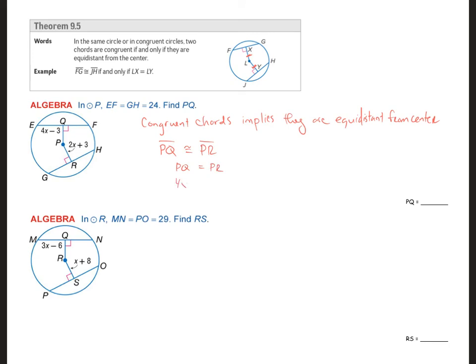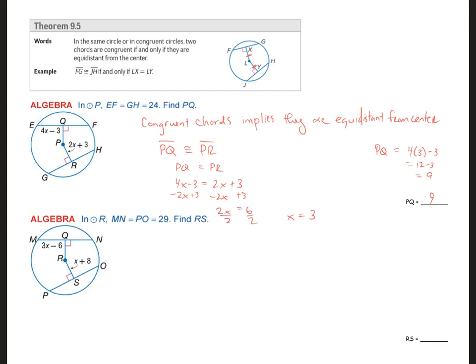So 4x minus 3 equals 2x plus 3. I'm going to go on and solve this in one step. I think you guys could handle this math. I'm going to subtract the 2x from both sides, and add 3 to both sides. That gives me 2x equals 6. When I divide both sides by 2, I get that x equals 3. Now in order to find the length of PQ, I'm just going to plug in the value of x. That's 4 times 3 minus 3, which is 12 minus 3, which means PQ is 9.